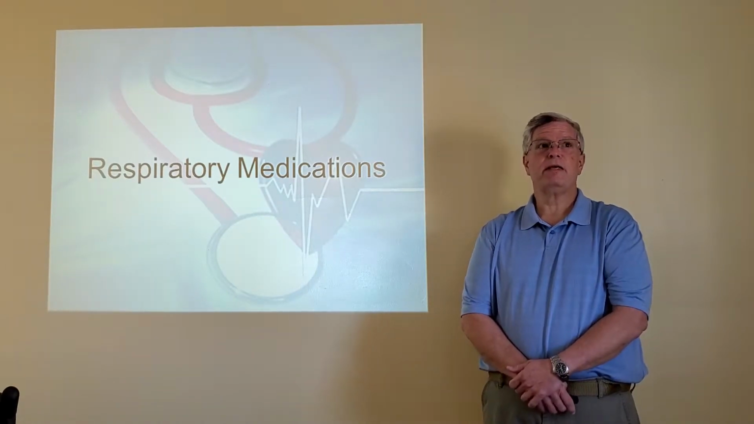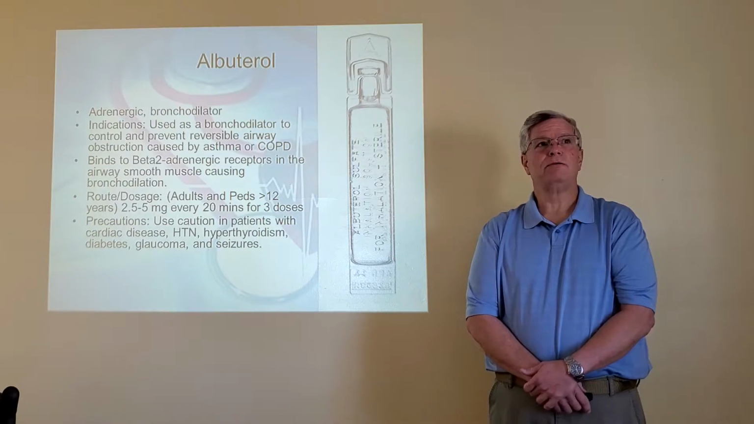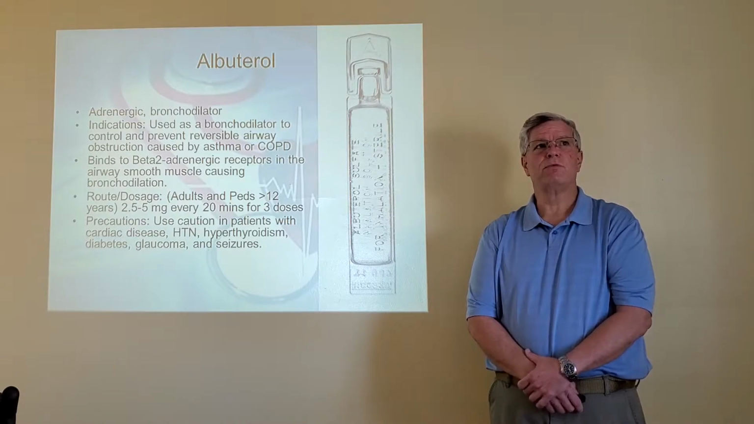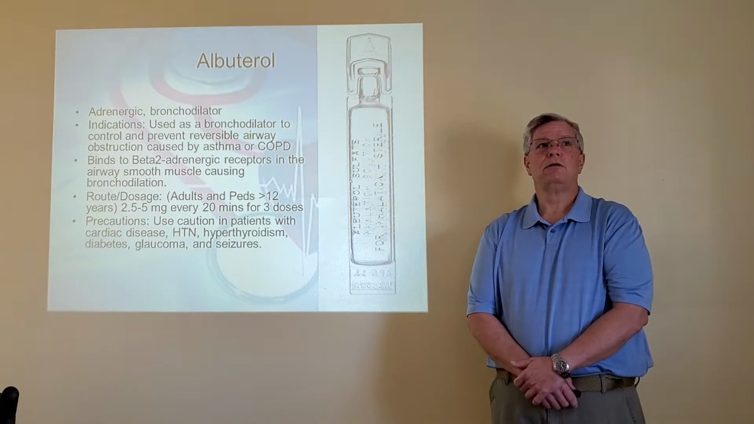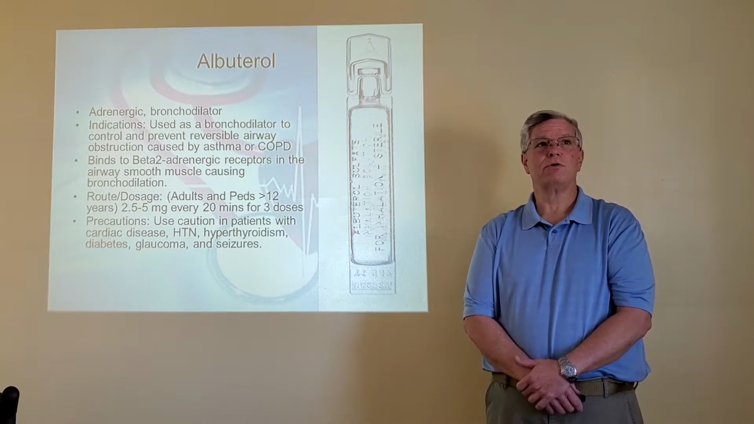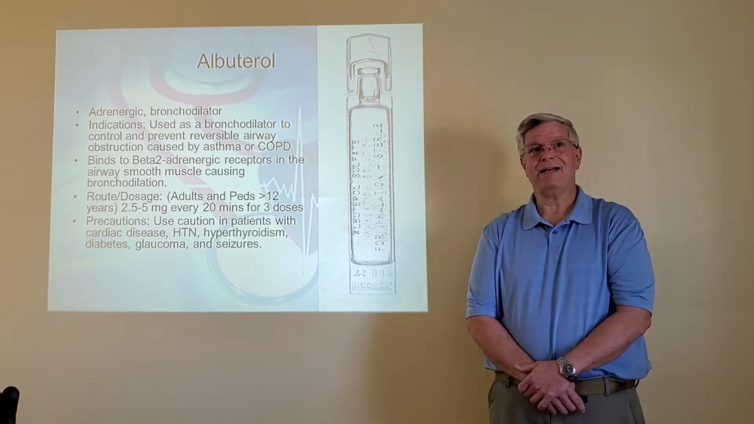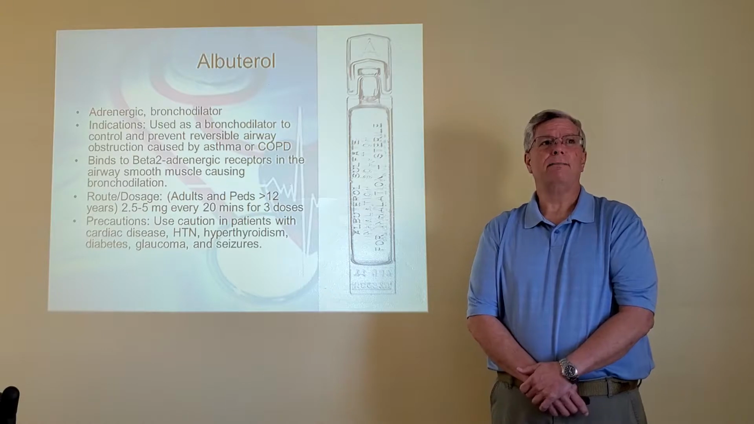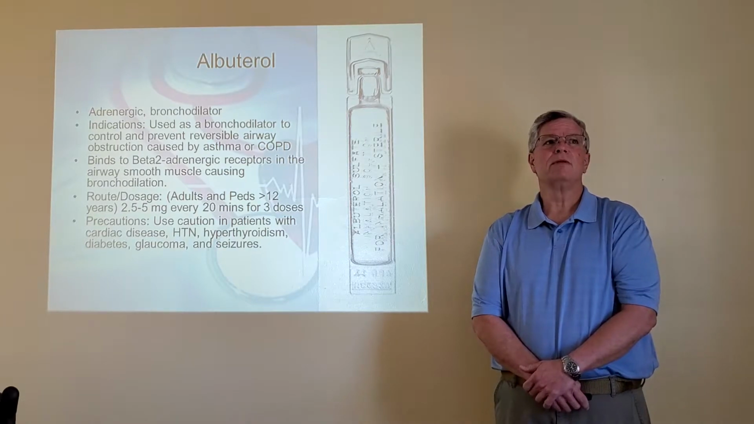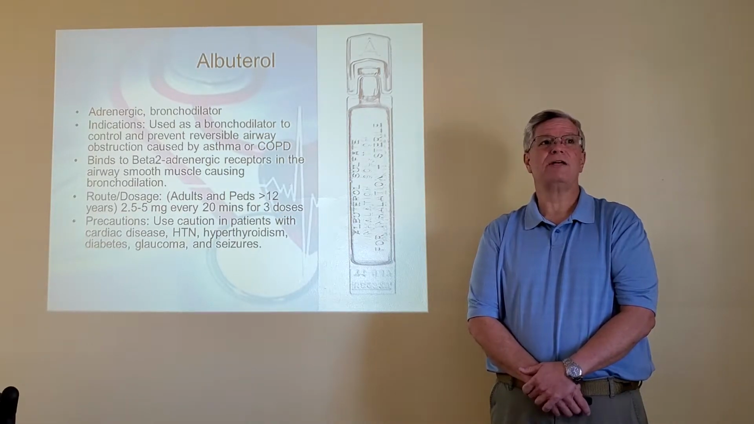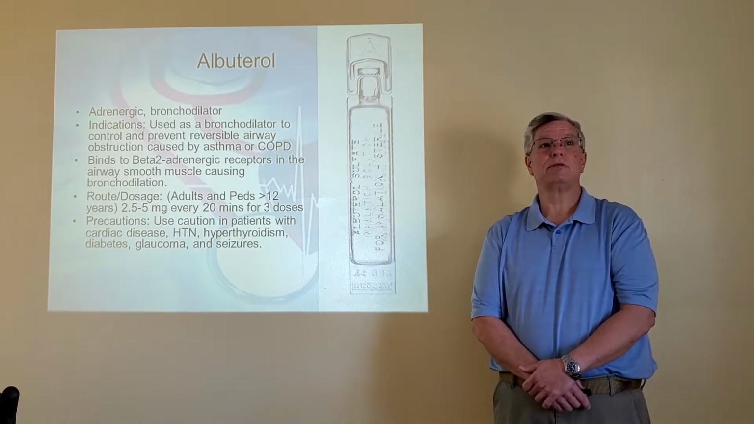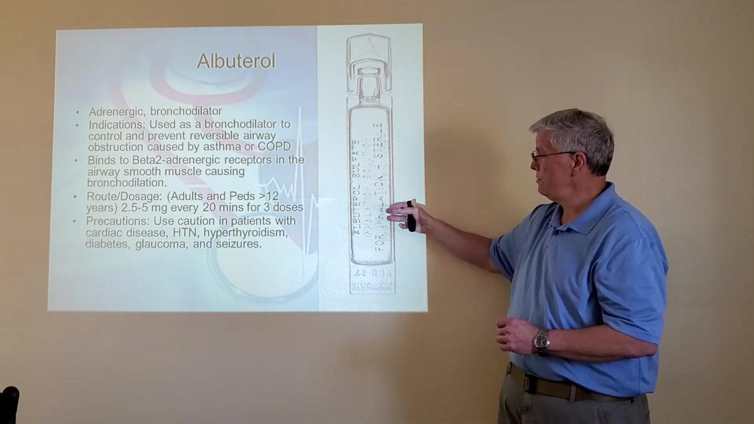Okay, on to your respiratory medications. Your albuterol. It's a bronchodilator. Indications: used as a bronchodilator to control and prevent reversible airway obstruction caused by asthma or COPD. Binds to the beta receptors in the airway smooth muscle, causing bronchodilation. Your dosage is 2.5 milligrams, which is what comes in the albuterol packet.